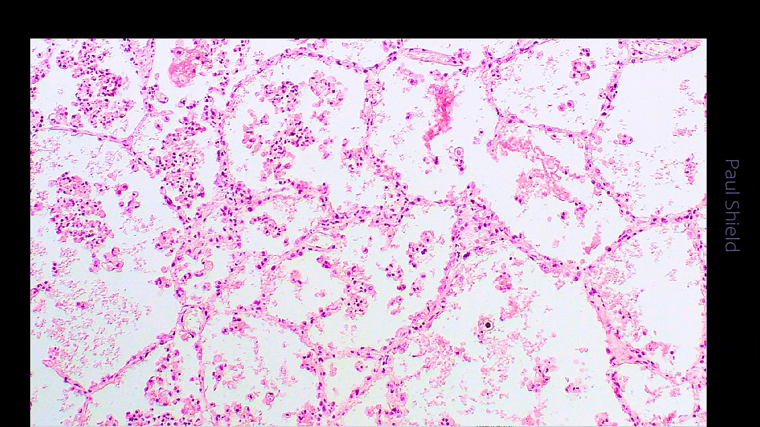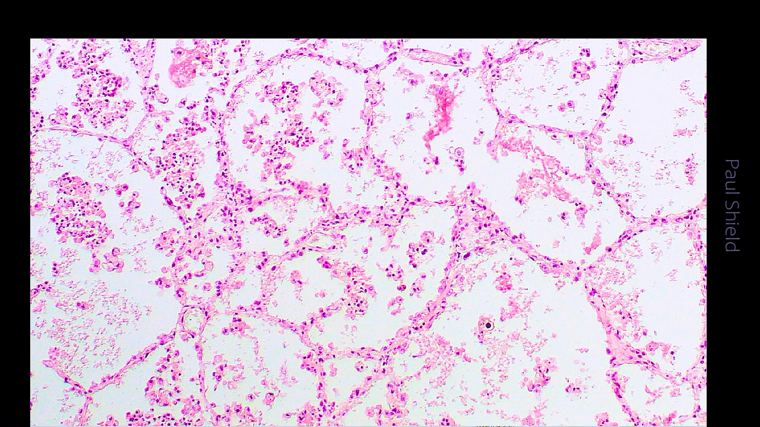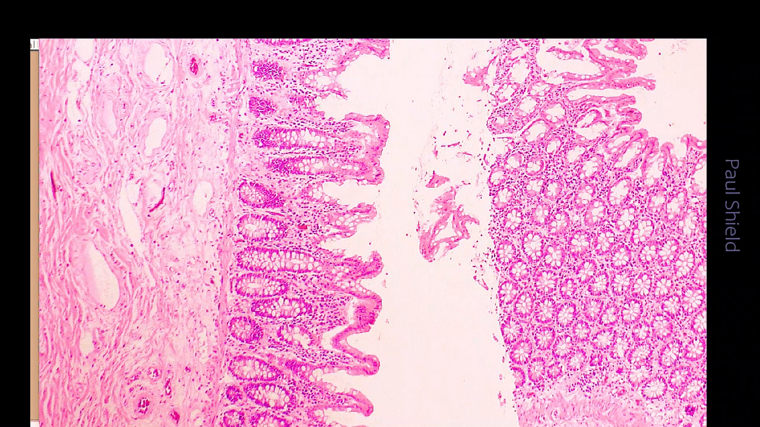This is a case of resolving inflammation of the lung. So this is further moved on from that previous one. And in this case, the leukocytes are starting to break down and they're forming that debris inside the alveolar spaces. And they're being mopped up by macrophages that will ingest that debris and the neutrophils that have died through a process of apoptosis.